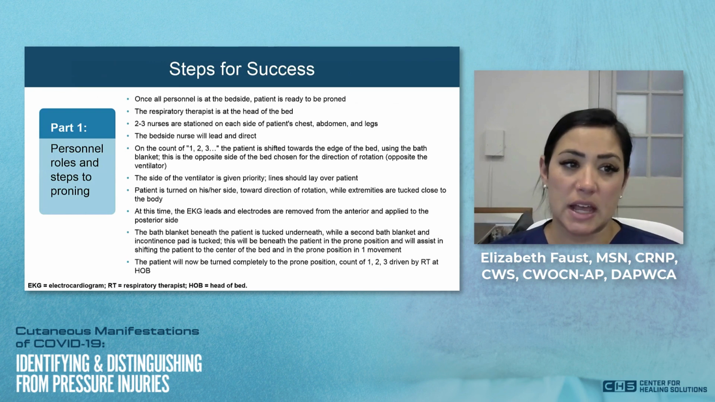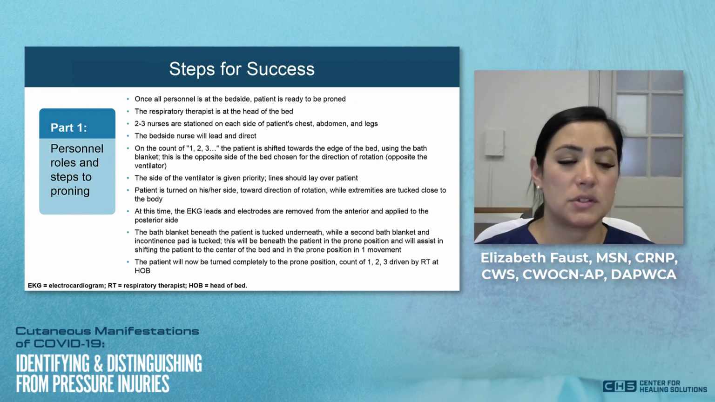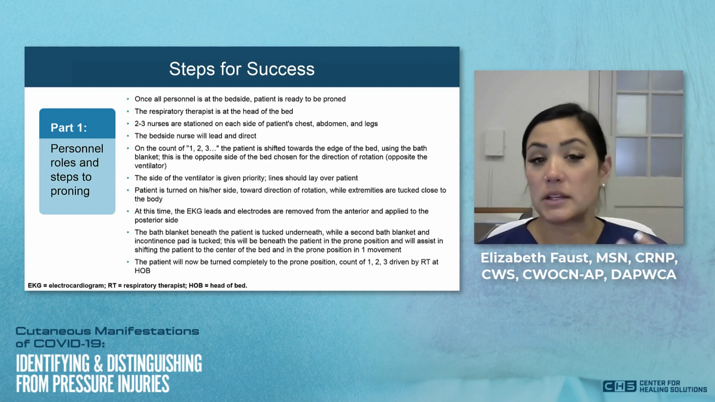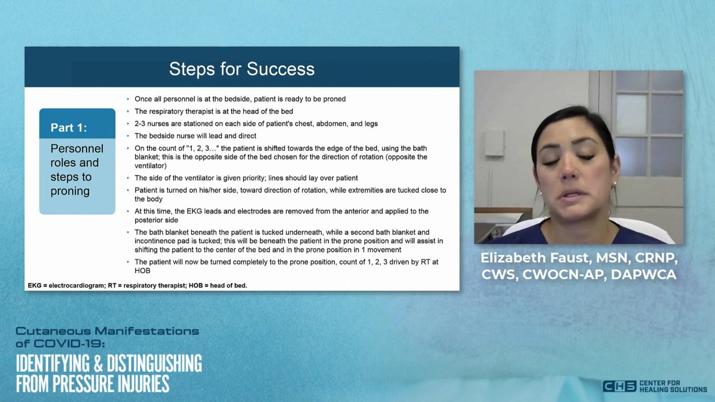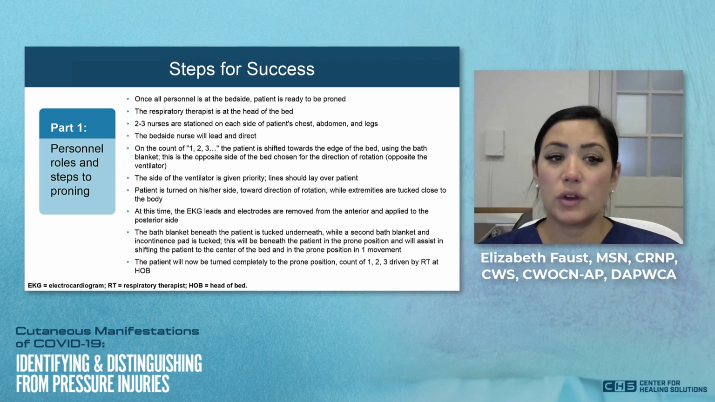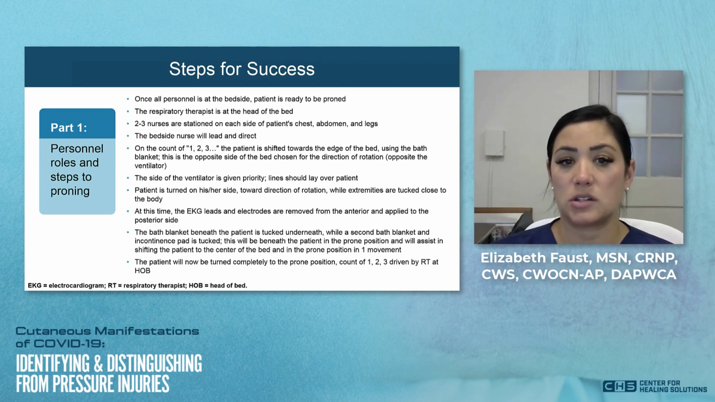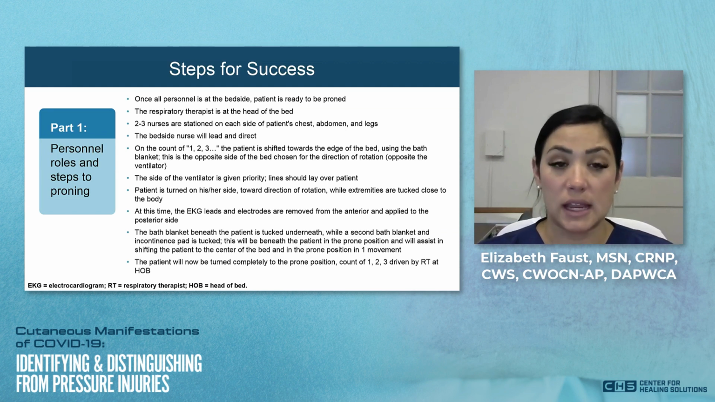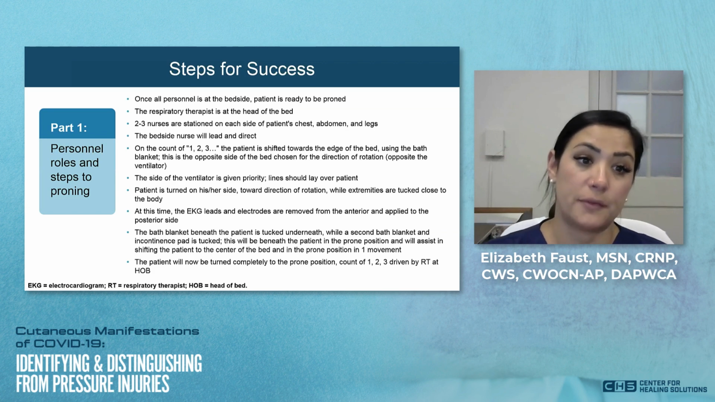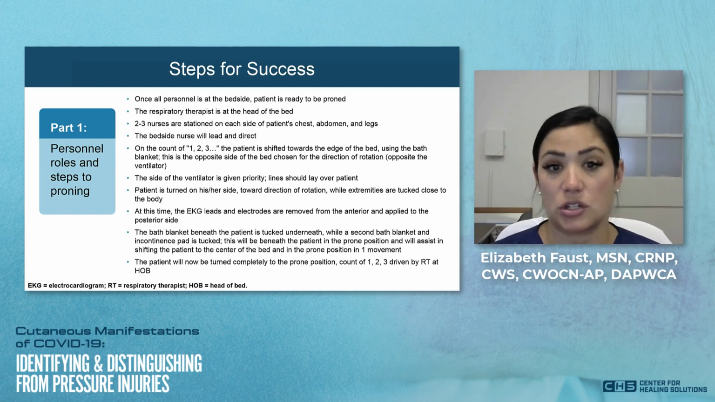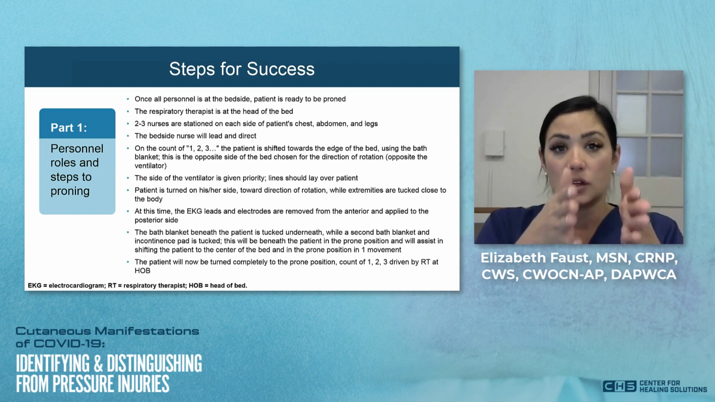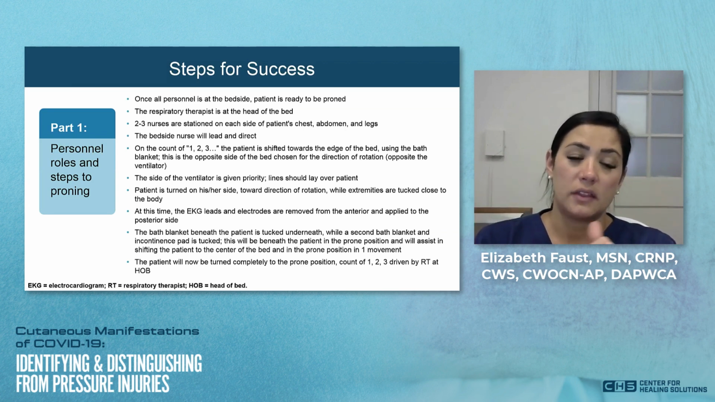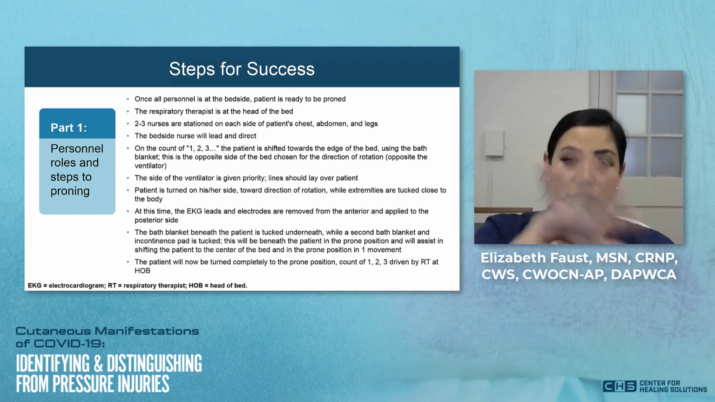So the steps for success are: 1, personnel roles and steps to proning. Once all personnel are at the bedside or outside of the room, the patient's ready to be prone. The respiratory therapist is at the head of the bed, and 2 to 3 nurses are stationed on each side of the patient's chest, abdomen, and legs. The bedside nurse will be the lead and direct the rest of the nursing staff. On the count of 1, 2, 3, the patient is shifted towards the edge of the bed, so they would move away. And then using the bath blanket, the opposite side is chosen for the direction of rotation.